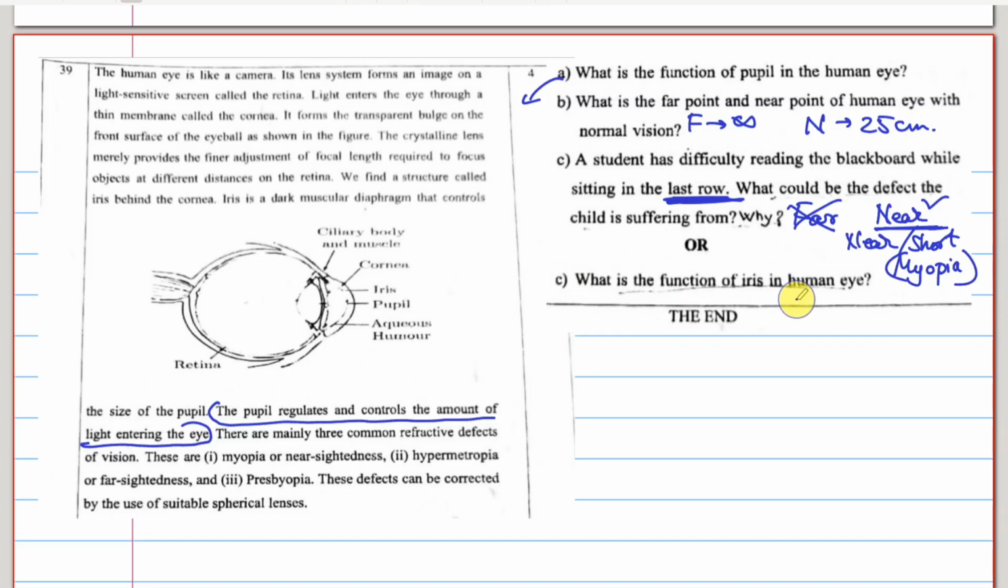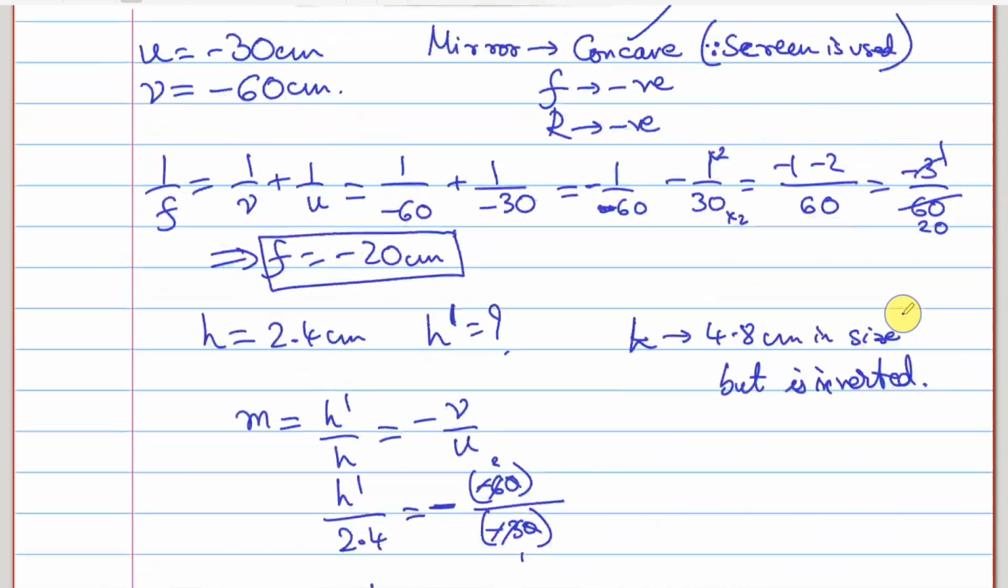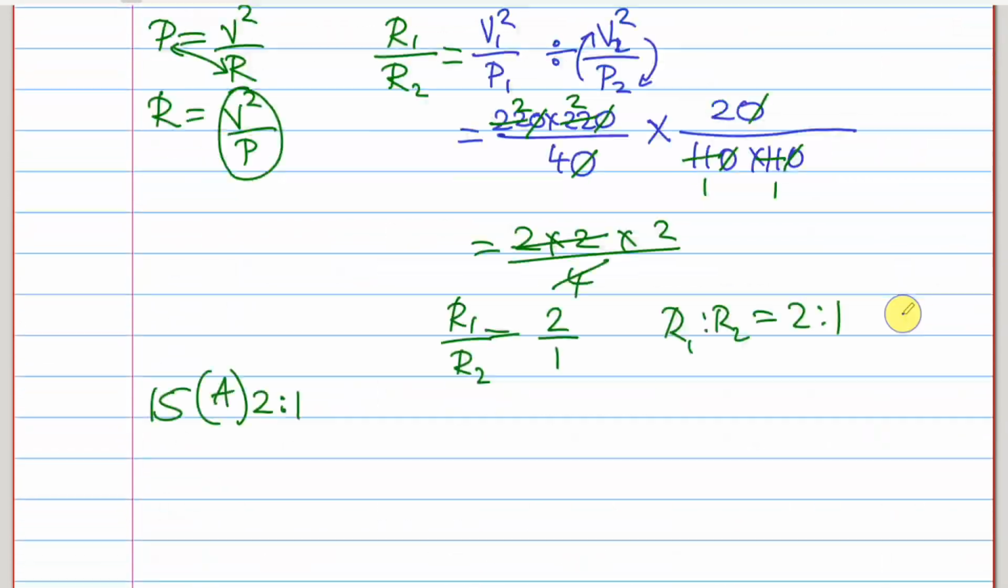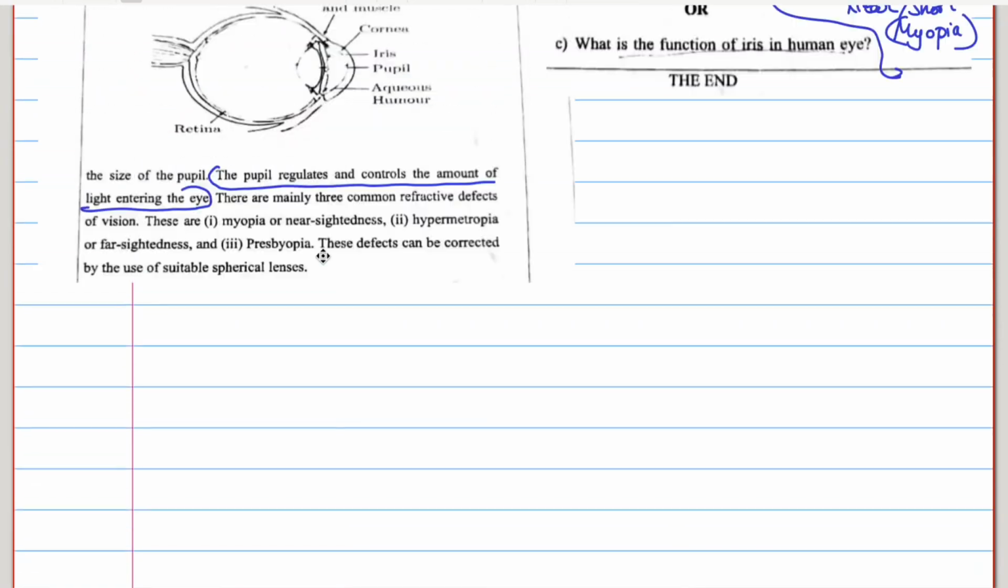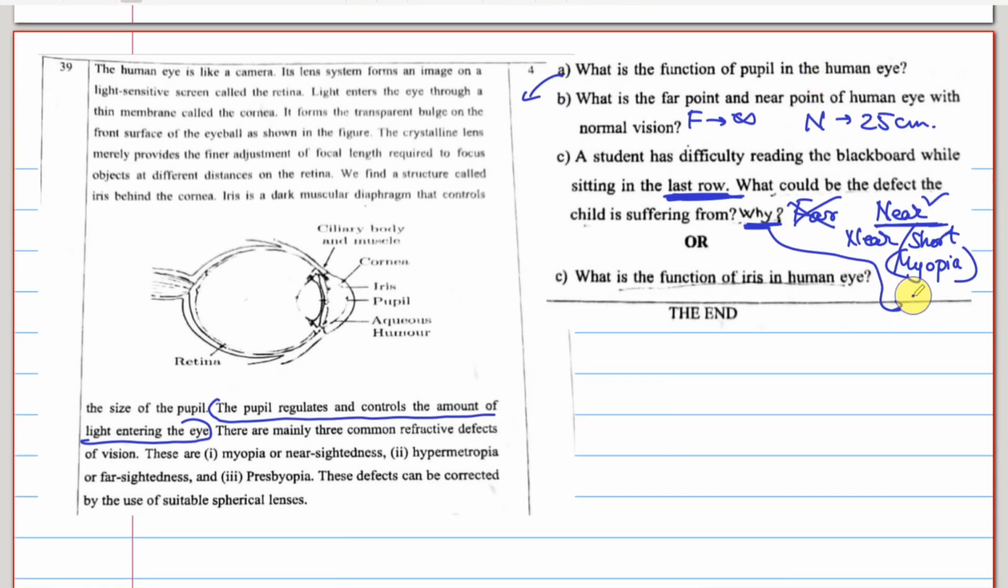They have asked us the causes of myopia. One of the causes they had already given to us. A person went for a medical checkup and found that the curvature of his eye lens was increasing, and myopia, right? If you get it wrong here, you will get it wrong in the last question also. So one of the causes is that curvature has increased. Or what else might have happened?